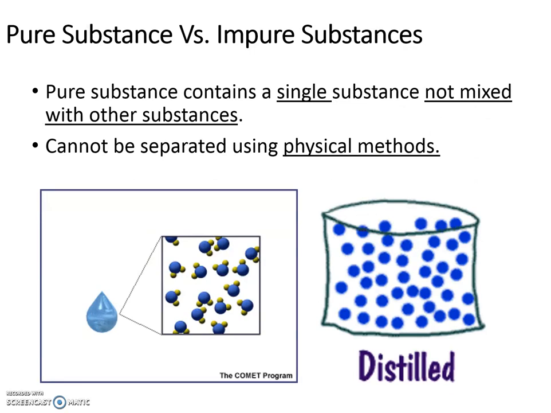Now, a pure substance contains a single substance that is not mixed with other substances. So, if you're looking at pure water, and in this case, distilled water is pure water, it will only contain one type of particle. Now, you can see that these are all the same type of particles. And if you remember, H2O or water contains two hydrogens and one oxygen. So you can have this Mickey Mouse shape as well here. So you can represent it like that as well.